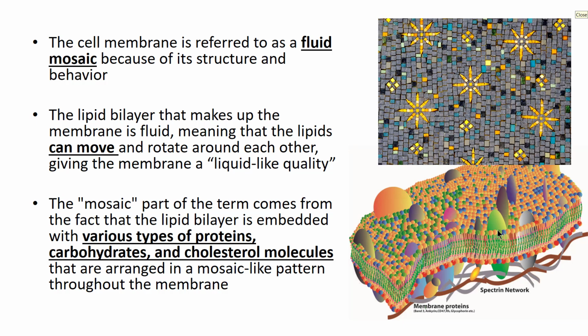So somewhat of an arbitrary concept, but the term fluid goes back to the phospholipid movement, and then the mosaic is describing this kind of patchy pattern that you would notice if you looked at the cell membrane in great detail. Those mosaic patterns are usually characterized by the different proteins that stick out on one side or the other of the membrane, as well as some other components like the carbohydrates and cholesterols. So you get this fluid mosaic term in reference to the pattern and the fluidity of the phospholipids.